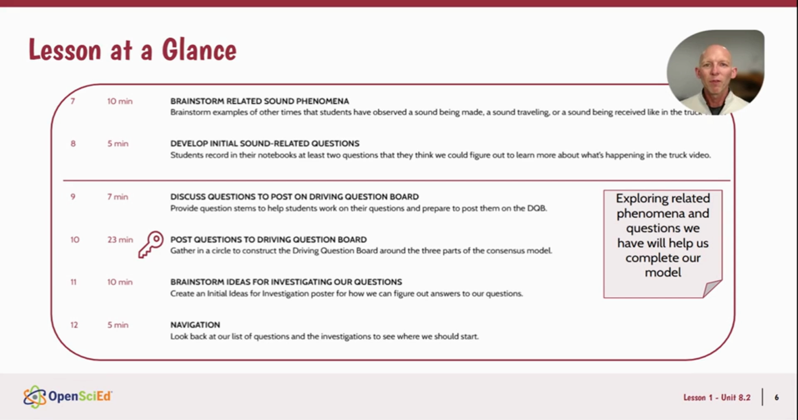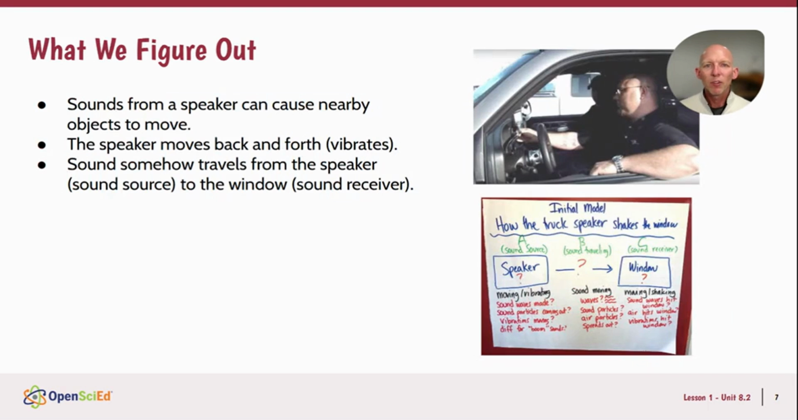On how do we figure out the uncertainties we have in our model at this point. So in lesson 1, what they're figuring out is that sound from a speaker can cause nearby objects to move. It has something to do with vibrating. They see the sound receivers vibrate, and in class they'll probably notice the speaker is vibrating in the teacher demonstration as well. And then they know somehow sound can travel from the sound source to the sound receiver, but there's a big question on how exactly that happens.